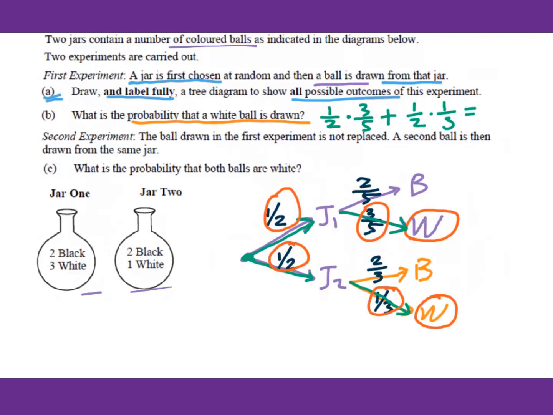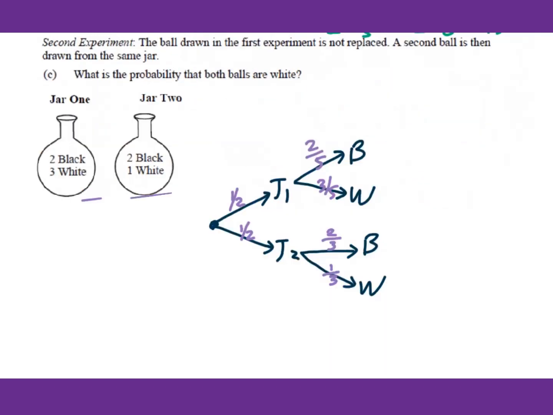Your answer will be 7 over 15. Second experiment, the ball drawn in the first experiment is not replaced, which means this is a dependent event. Your denominator will reduce by 1. A second ball is then drawn from the same drawer.